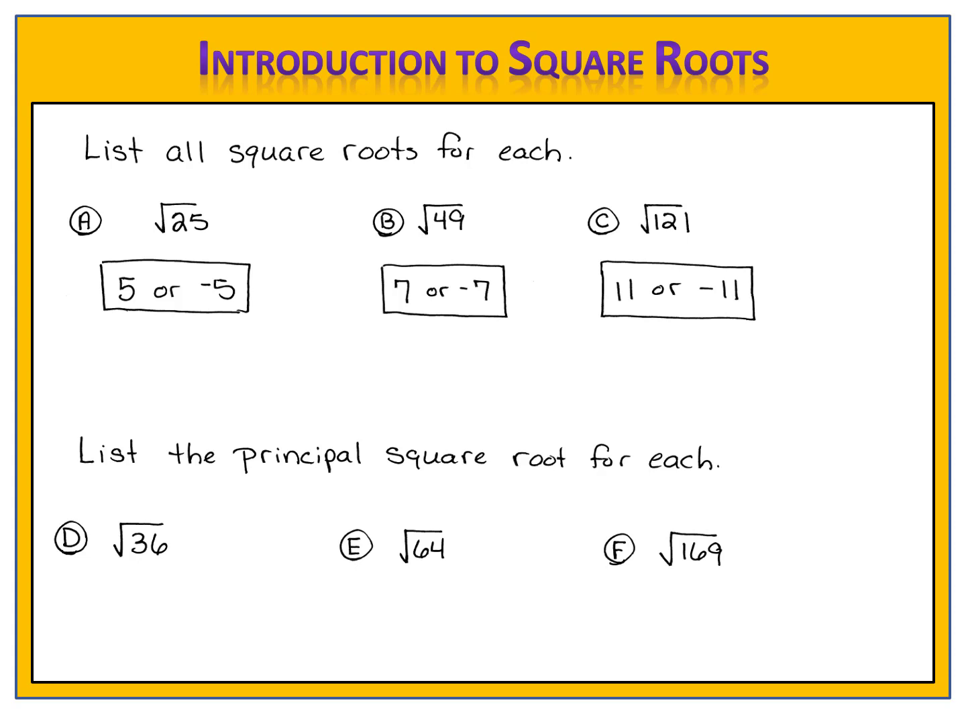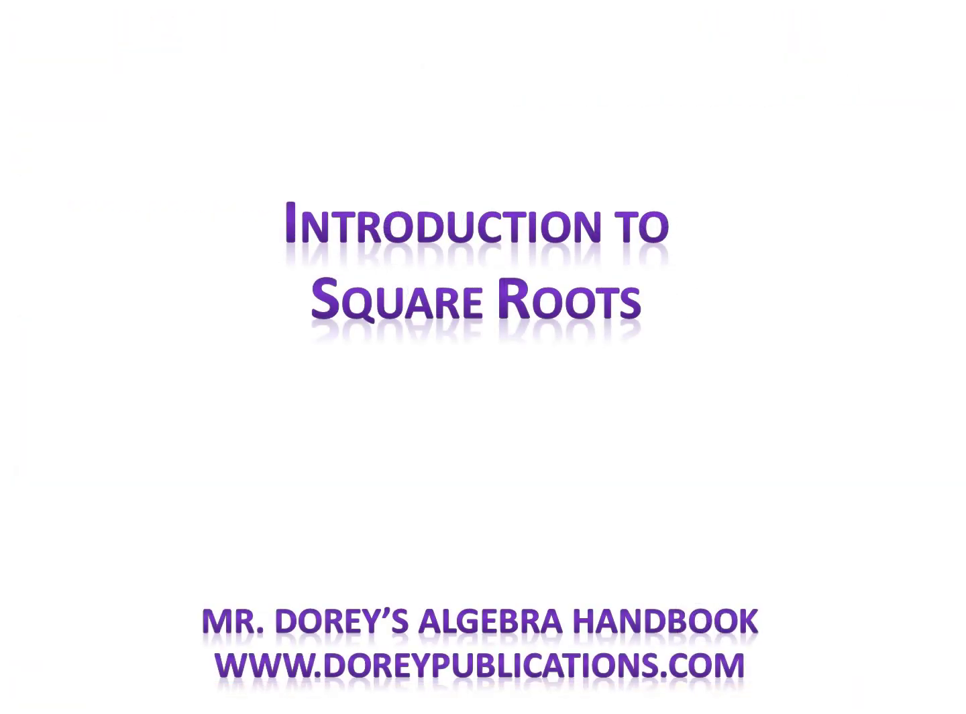11 or negative 11. Part D, the principal square root of 36. Positive 6. E, the principal square root of 64. Positive 8. And F, the principal square root of 169. Positive 13. Now you know everything you need to know to get started with square roots.